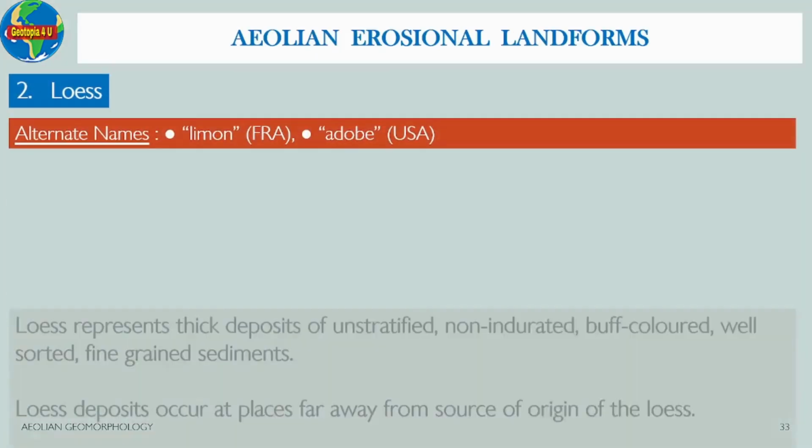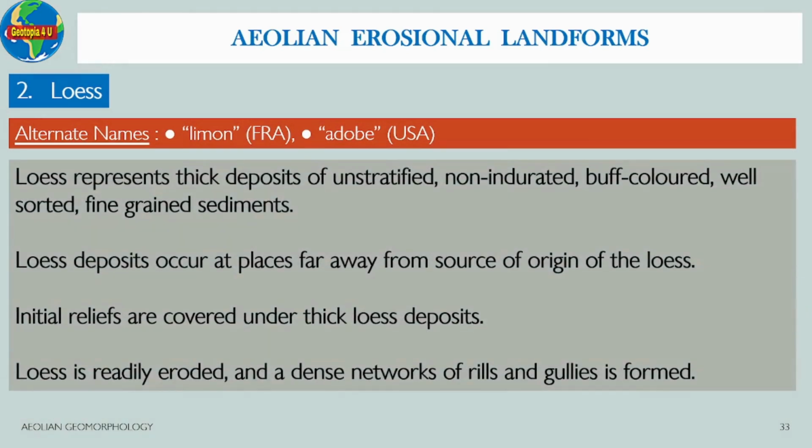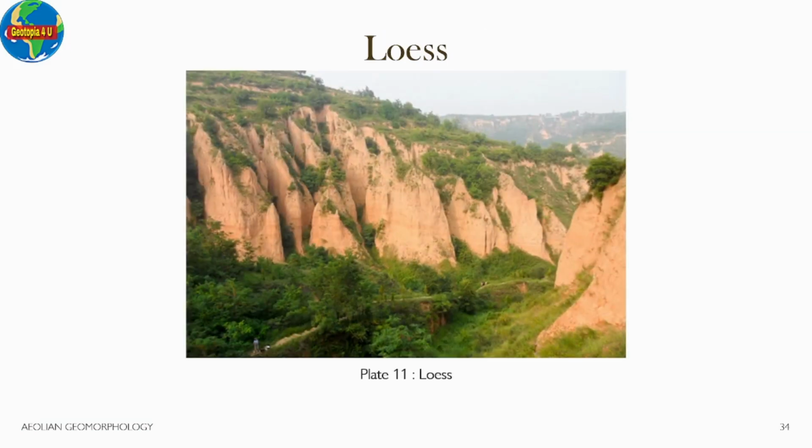Number 2. Loess. Some alternate names for these landforms are limo and adobe. Loess represents thick deposits of unstratified, non-indurated, buff-colored, well-sorted, fine-grained sediments. Loess deposits occur at places far away from the source of origin of the loess. Initial reliefs are covered under thick loess deposits. Loess is readily eroded and a dense network of rills and gullies is formed. In this slide, you can notice the picture of how a loess landform looks.